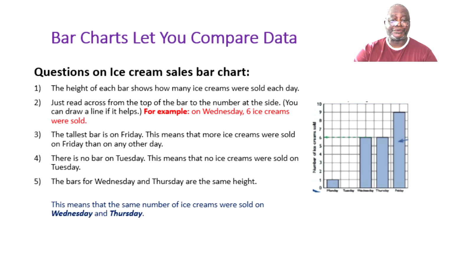The bars for Wednesday and Thursday are of the same height. That means both days had the same number of sales. This means that the same number of ice creams were sold on Wednesday and Thursday, and that is what you're looking for.